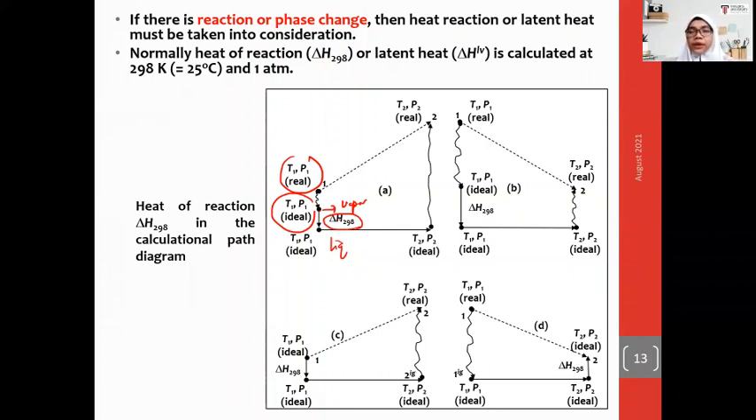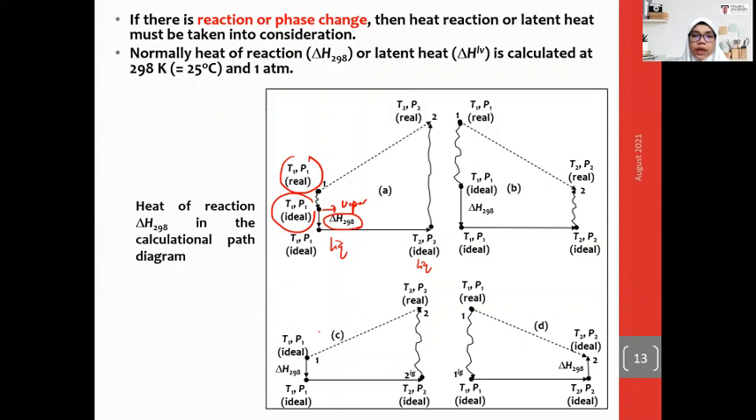So it depends on the given problem. And then after that, we can move from the liquid, with the same phase here, from the liquid in ideal gas to the liquid in the second state, also in ideal condition. And then finally, we can get the real at the given temperature and pressure. So this is how we perform the calculation if it involves the reaction of phase change.